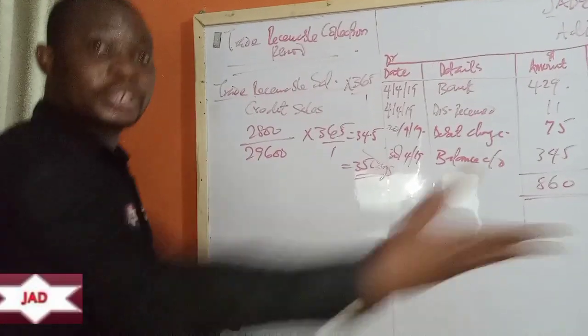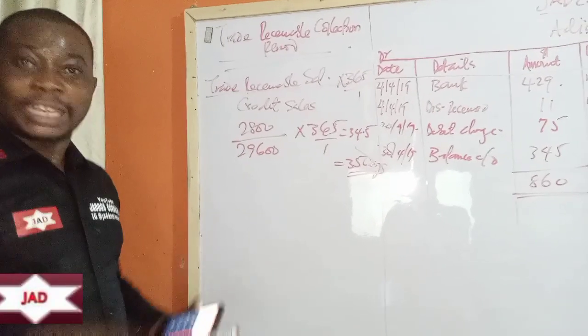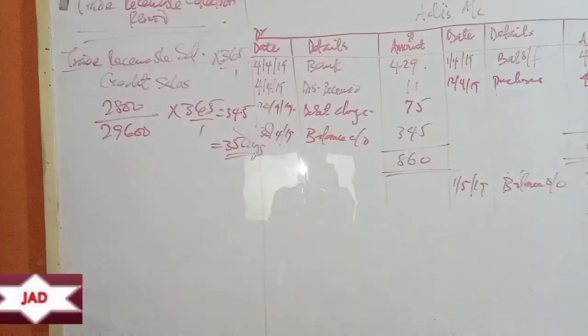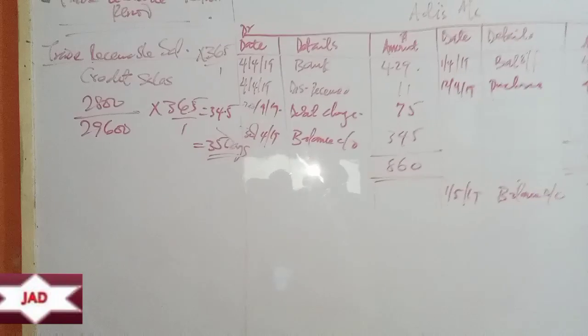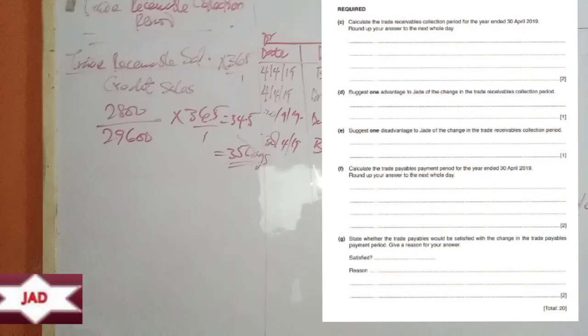Okay, it is delaying money coming to the business, so that might affect the day-to-day running of the business. Okay, so that is one disadvantage. So the next one there, they say we should calculate the trade payables period.